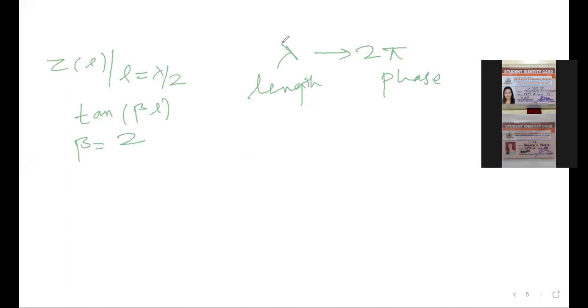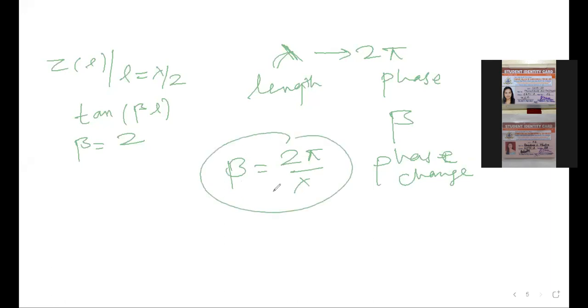So when we travel a length of lambda, our phase change is 2 pi. Similarly, if my phase change is beta, then what I get is beta equals 2 pi by lambda. So 2 pi by lambda. When I say beta L, what does it mean?